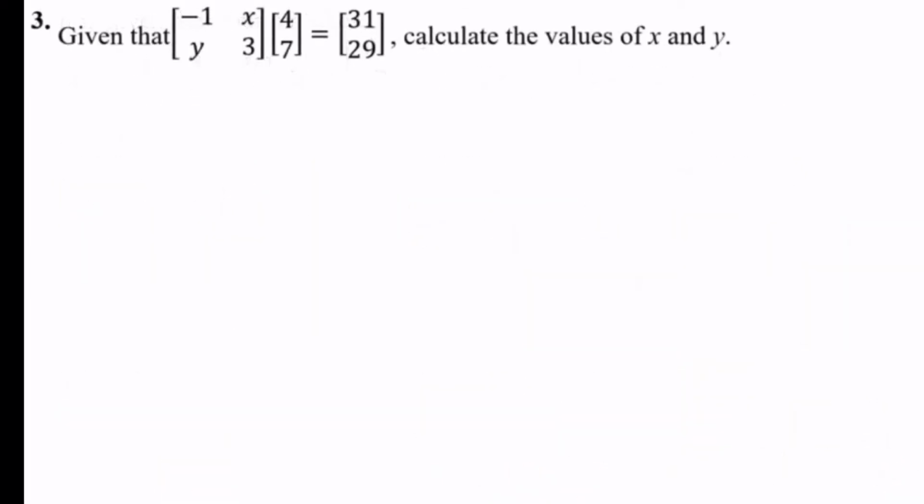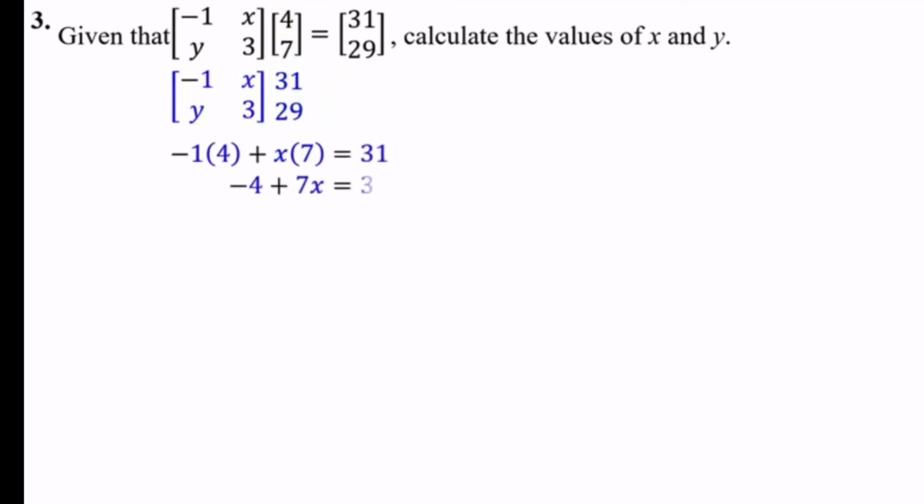All right, so let's discuss question number 3. Let's multiply the matrix first. Negative 1, y, x, and 3 times 4, 7. So we have to copy down the matrix negative 1, x, y, 3, and then we will times it with 4, 7. So it's negative 1 times 4 plus 7x equal to 31. So hence we will solve the x, which is 7x equal to 35.